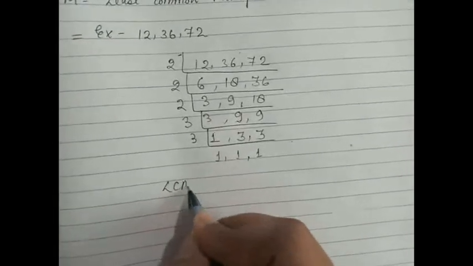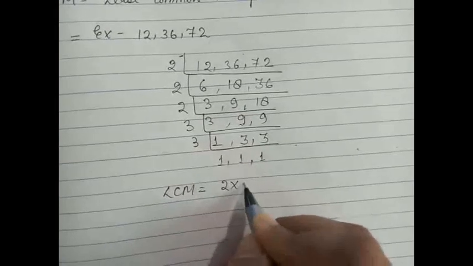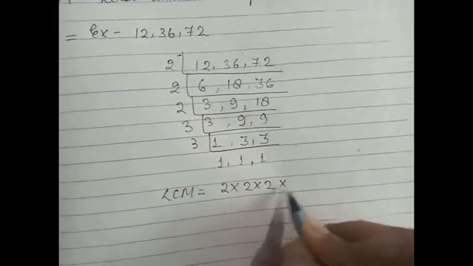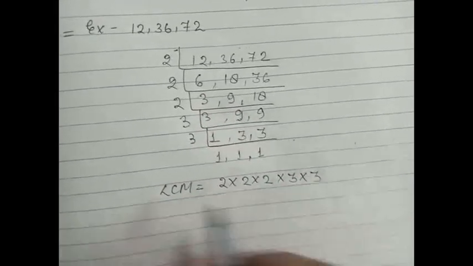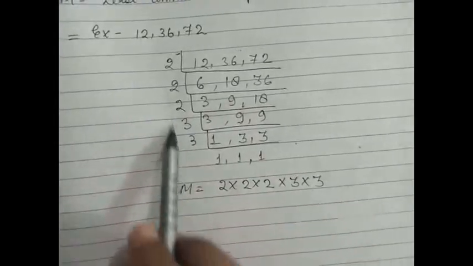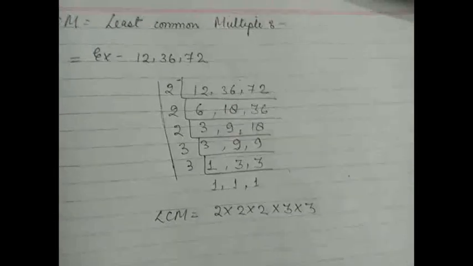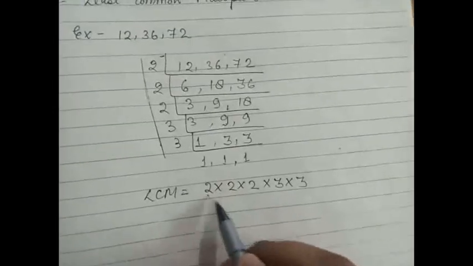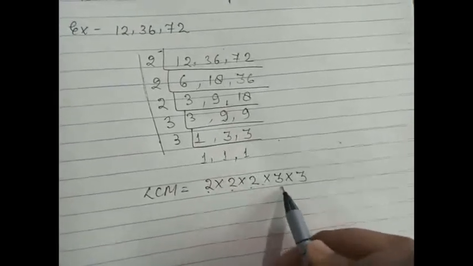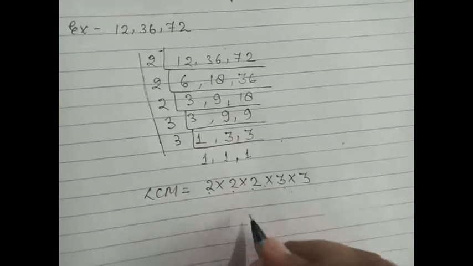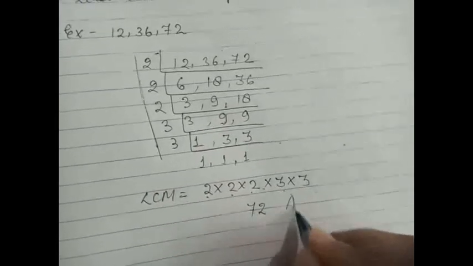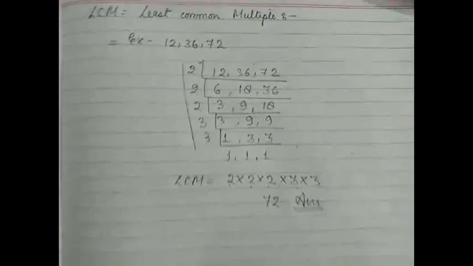So the LCM of the numbers is 2 multiply 2 multiply 2 multiply 3 multiply 3. That means all these numbers should be written and then multiplied. This will be the LCM. 2 twos are 4, 4 twos are 8, 8 threes are 24, 24 threes are 72. So our answer will be 72.